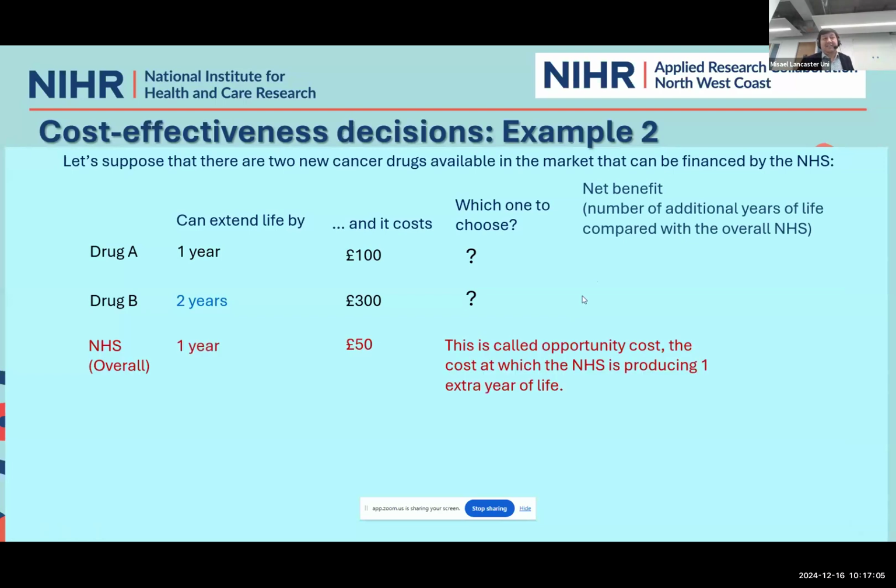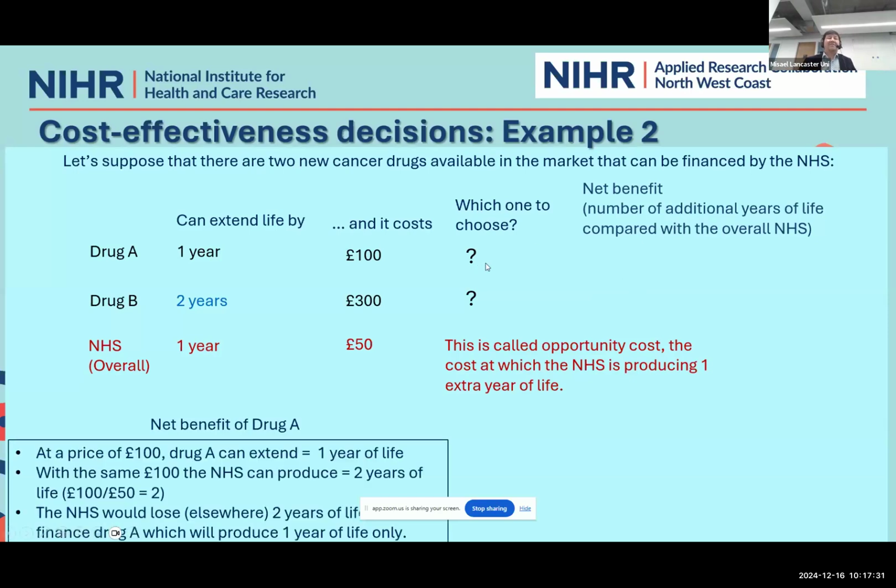So let's say that there is a study of the overall NHS, of how much it can produce, and we have information that the NHS can produce 1 additional year per £50. This is called the opportunity cost at which the NHS can produce one additional year of life, and it is currently producing 1 additional year per £50. So the net benefit will be estimated as follows.